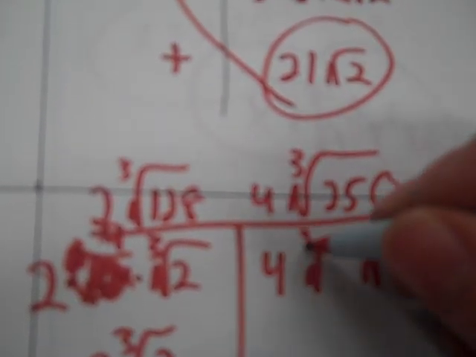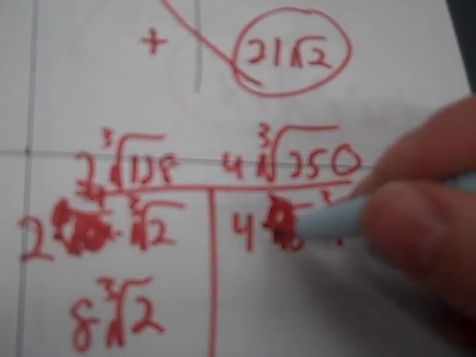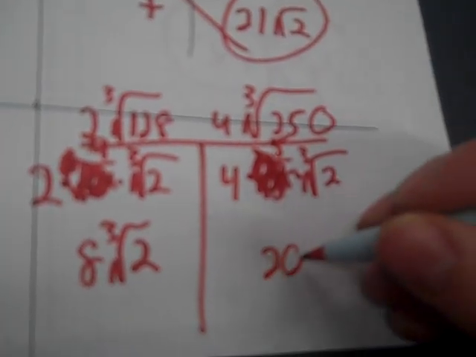Okay, 250, start dividing. Not by 216, by 125 maybe. Yeah. So we drop the 4 like it's hot, okay? And we multiply the 4. 125, 2. So you delete him because the cubed root of 125 is 5. So 4 times 5 is 20 with the cubed root of 2.